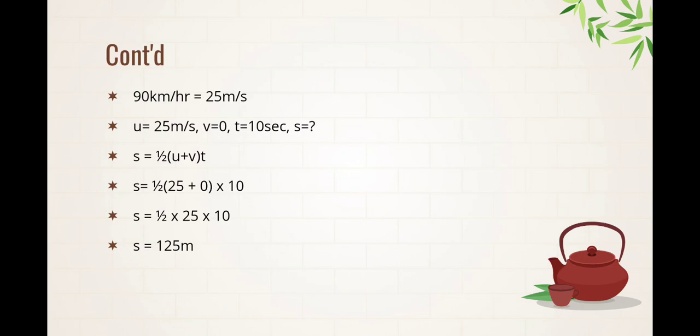So these are our parameters. And then we use the fourth equation. This is the fourth equation that we use. And then we slot in what we are supposed to slot in, and the distance covered is 125 meters.